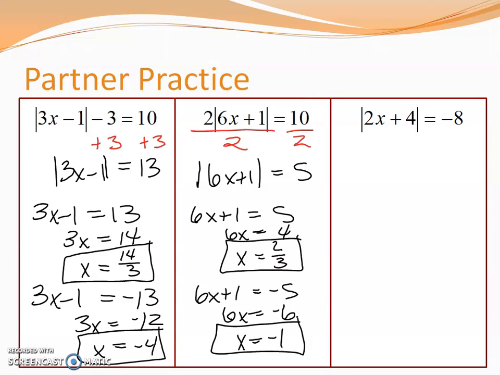And if you went through and spent a whole lot of time on this problem here, that was kind of a waste. Because right now, you've got the absolute value of 2x plus 4 equals a negative 8. And can absolute values equal a negative number? The answer is no. It's not possible. No matter what I plug in here, it is impossible.